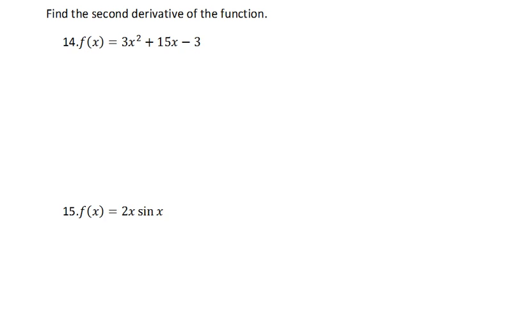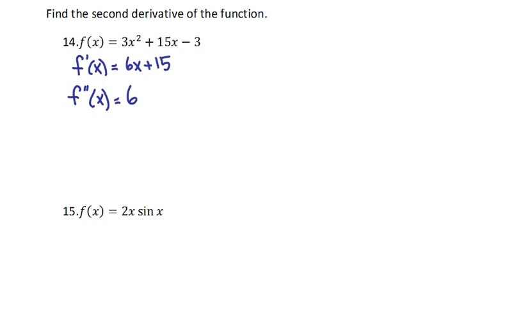Okay, with number 14 we're looking to find the second derivative of the function, and the second derivative is just the derivative of the first derivative, and so the first one is fairly straightforward. F prime of x is equal to 6x plus 15. And the second derivative then is just 6.